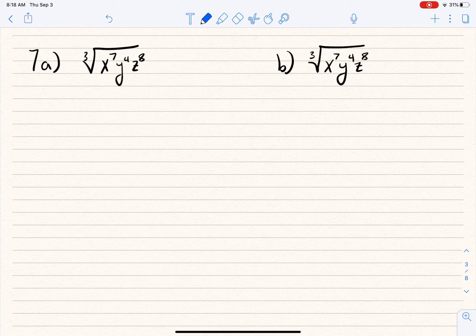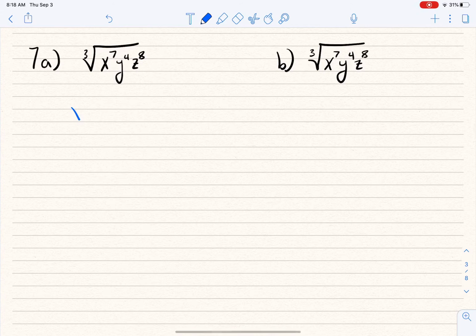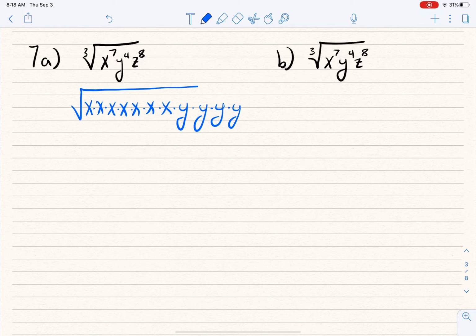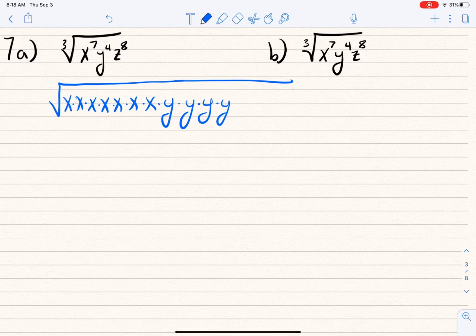But what we're trying to do here is remember the rules and properties of radicals and different ways to look at this. If I wanted to really break this down to help people understand, I'd go x to the 7th is the same thing as x times x times x times x times x. And then y to the 4th would be y times y times y times y. And z to the 8th, oh my goodness, would be 1, 2, 3, 4, 5, 6, 7, 8.